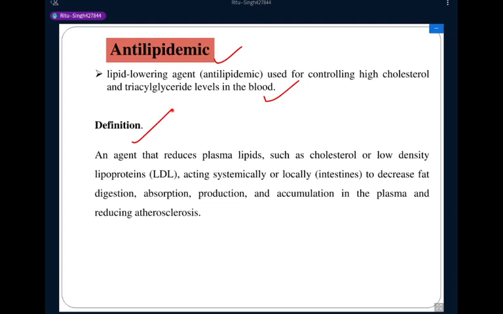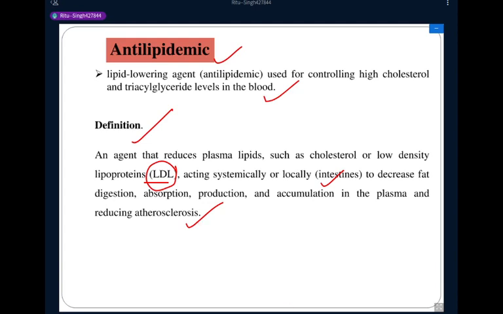The main definition of antilipidemic agents: an agent that reduces plasma lipid such as cholesterol or low density lipoprotein. These agents basically reduce the lipid level. Lipid in the form of cholesterol is present in the blood, so these drugs reduce the cholesterol or low density lipoprotein, because LDL is the main cause behind the deposition of lipids into the artery wall. They act systemically or locally at the intestine to decrease fat digestion, absorption, production and accumulation in the plasma, and reduce atherosclerosis. In atherosclerosis, lipid is deposited into the artery wall. Is this clear to everyone? The definition is clear regarding antilipidemic agents.